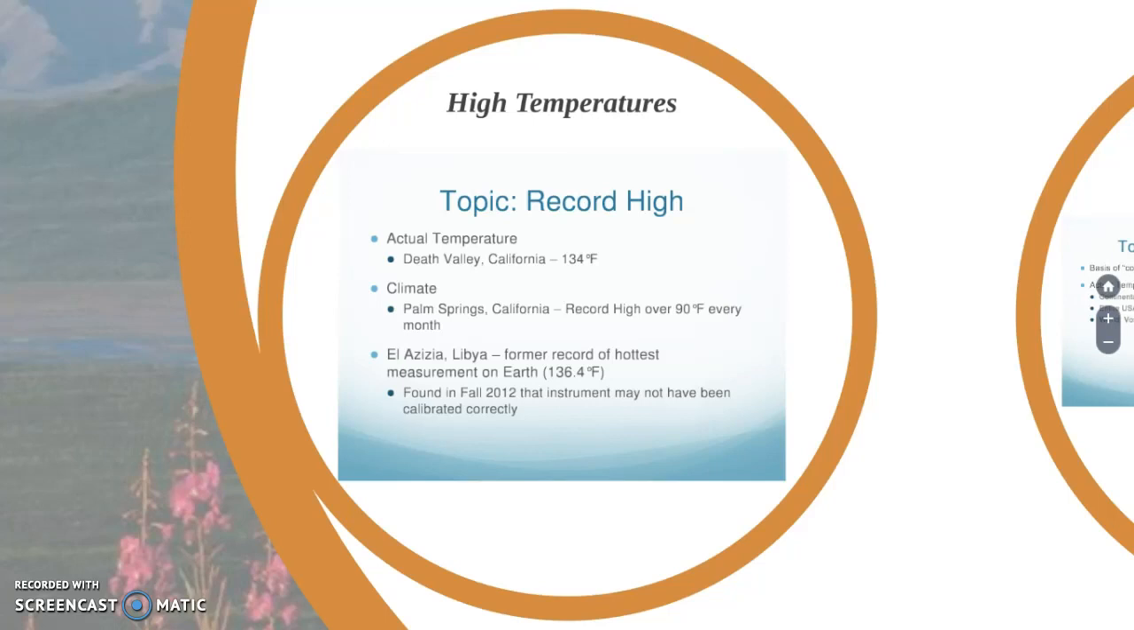Now, when we talk about the hottest place on Earth, there's a difference between measuring one single temperature and places that are consistently hot. For example, Death Valley has the highest reading, but Palm Springs, California has high temperatures of 90 degrees Fahrenheit every month of the year, while Death Valley has some rather cooler temperatures.